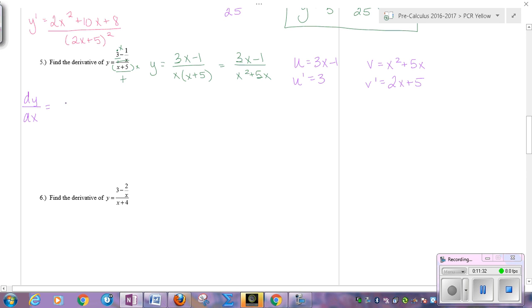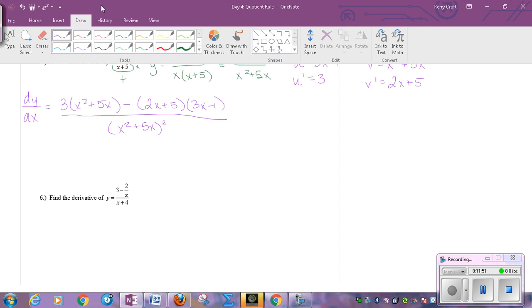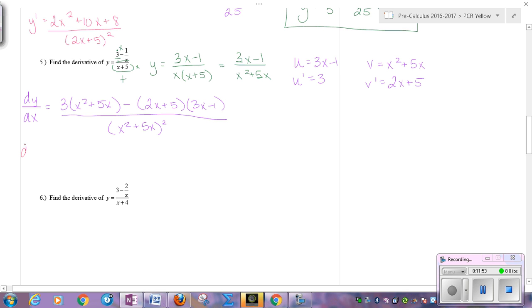Okay, so you're going to do 3 times x squared plus 5x minus, going to have to do a little double distributing here. Okay, and then that's all over v squared. Okay, and just be careful using your algebra skills here. Careful multiplying, be careful combining like terms.